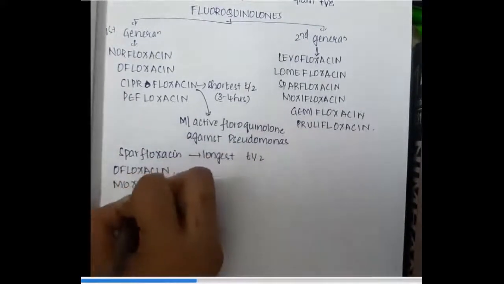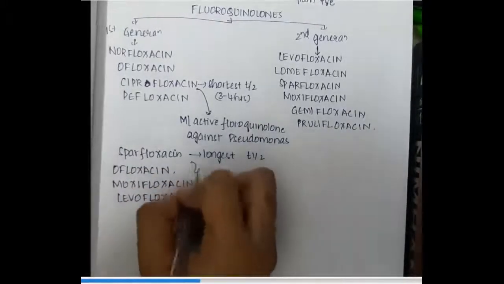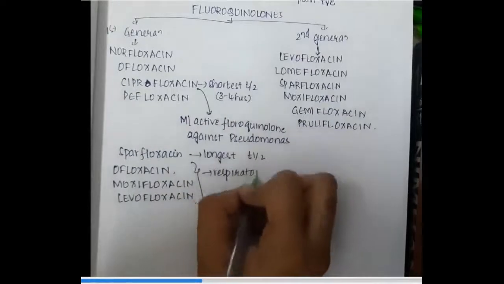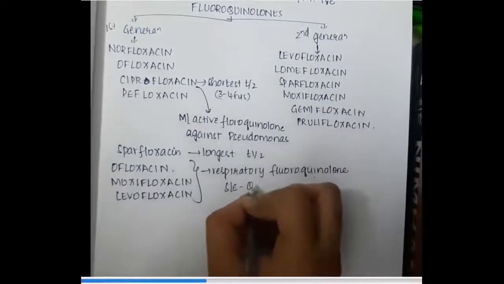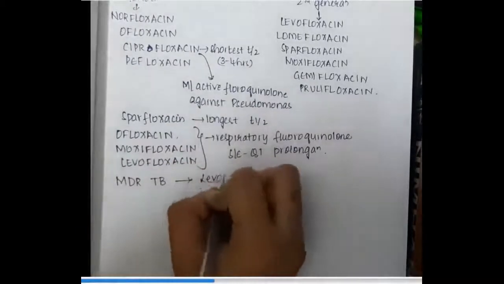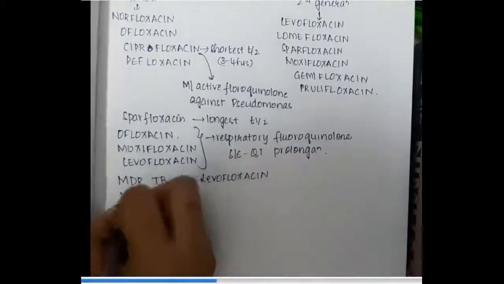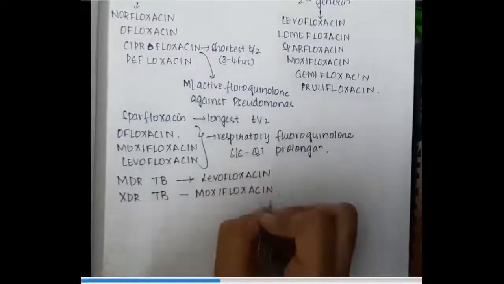Ofloxacin, moxifloxacin, and levofloxacin, these three are also the respiratory fluoroquinolones. The side effect of these respiratory fluoroquinolones is mainly QT prolongation. Then we have multi-drug resistant TB. MDR TB is treated by levofloxacin, whereas XDR TB is treated by the drug moxifloxacin.